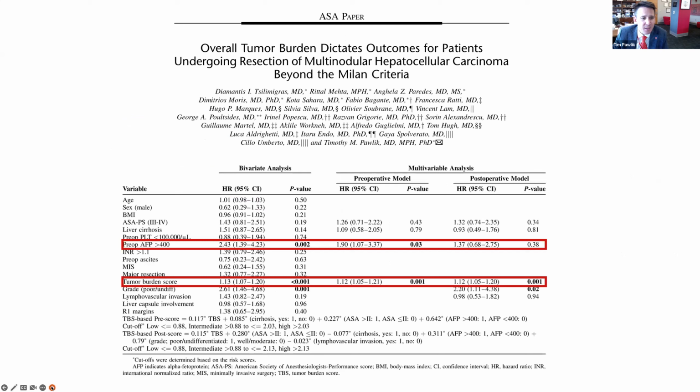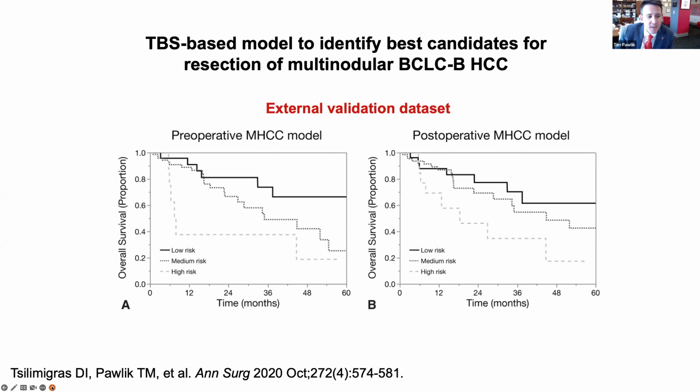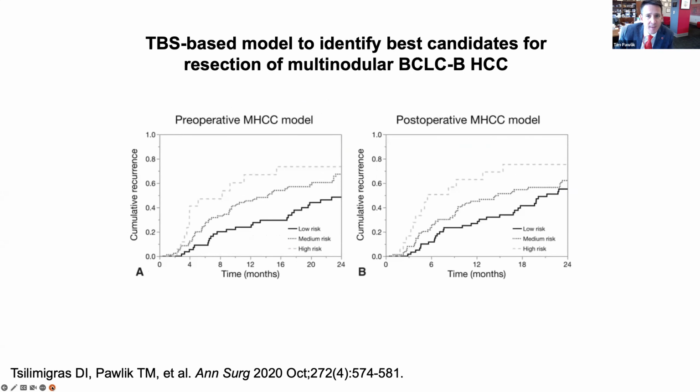So that's why we think that this tumor burden score is informative and perhaps even more informative than BCLC-B staging. And in this paper that we published in Annals of Surgery, again, it emphasized that the two most important prognostic factors in identifying patients with regards to surgical resection who have multinodular HCC are a preoperative AFP greater than 400 and a high tumor burden score. Those patients have significantly worse long-term outcomes. And here, in multinodular HCC, you can see that the risk is completely parallel to the overall tumor burden within the liver. And we validated this in an external validation data set.